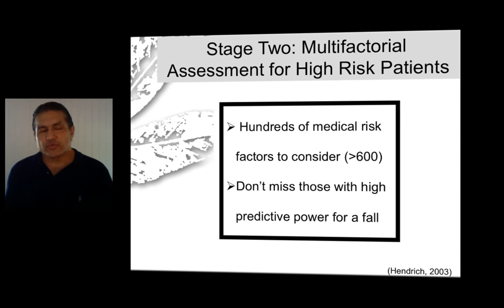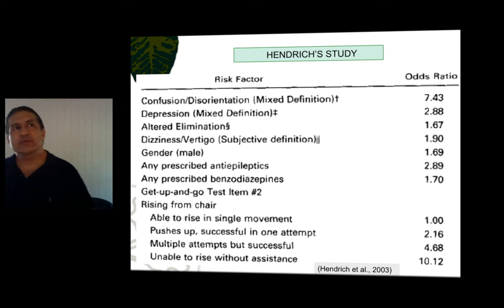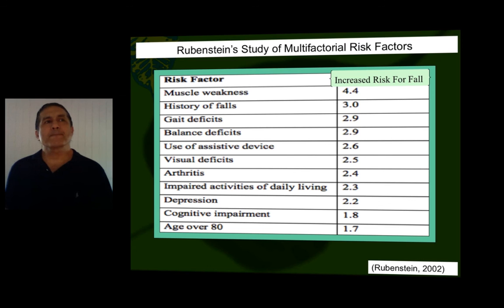There are over 600 medical risk factors in the elderly for falls. Researchers have quantified their predictive power and tabulated them. After a positive high risk score, I recommend nurses be provided with an aggregated list of risk factors ranked by predictive power for multifactorial risk assessment. Henrique listed the predictive power of fall risk factors. Rubenstein ranked risk factors by their predictive power.